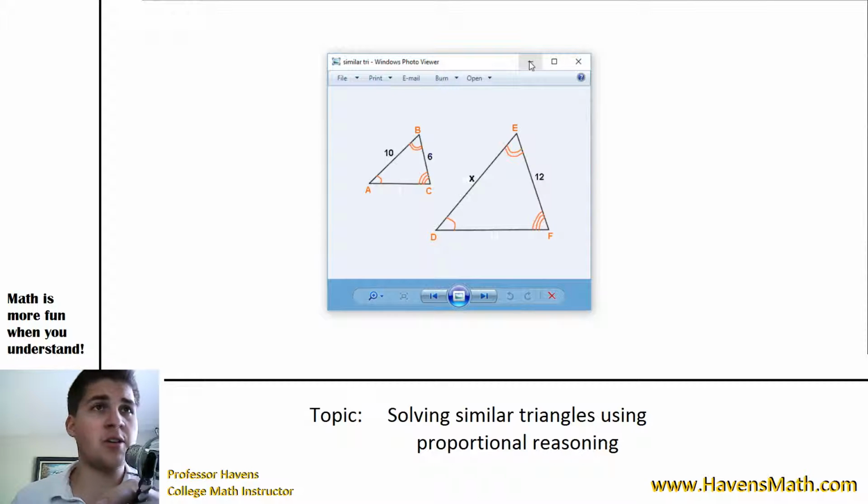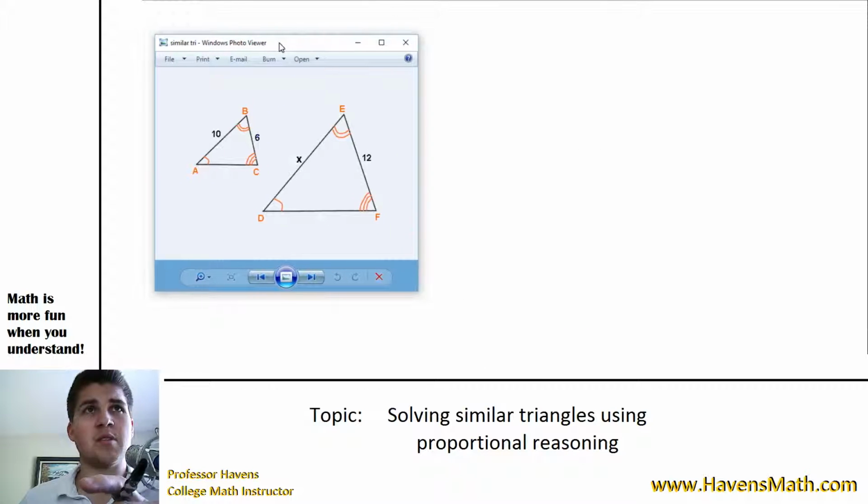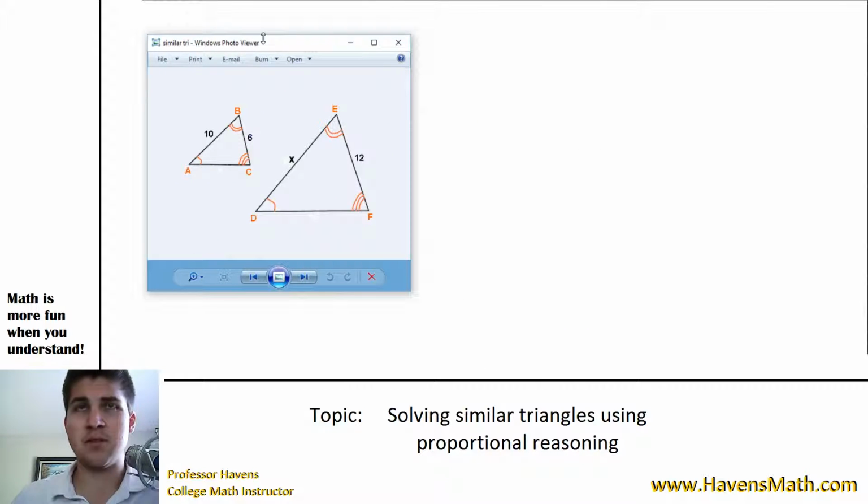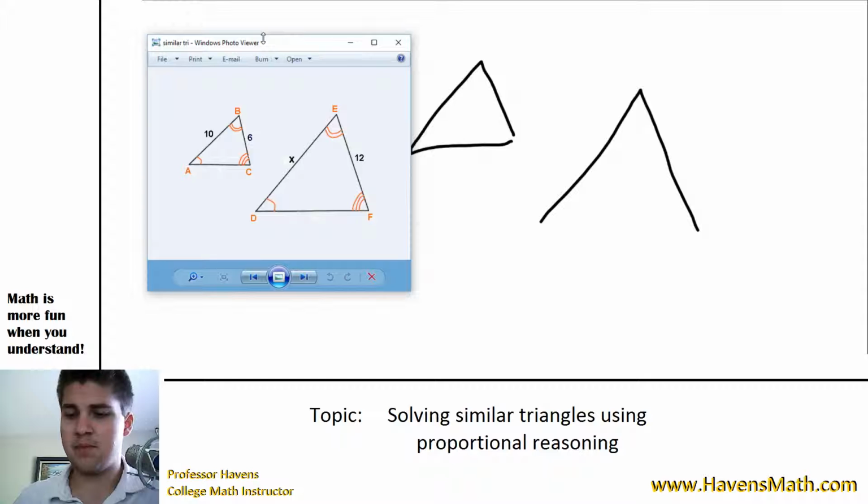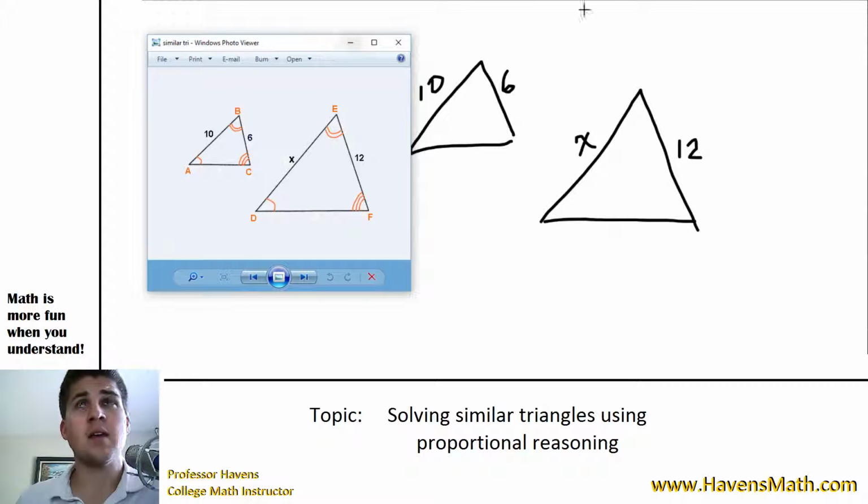Or, how I showed you to do it in class would be to start with your two triangles. So let me just draw those two over here, and here's our bigger one. If this one is 10 and this one is 6, this one is x, this one is 12, then what we could do is simply write a proportion to solve it because they're proportional.